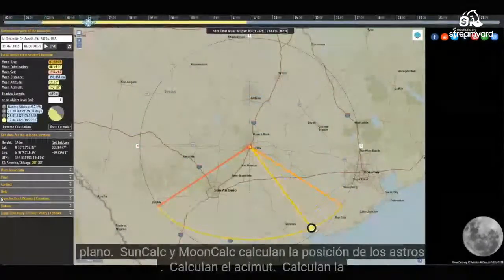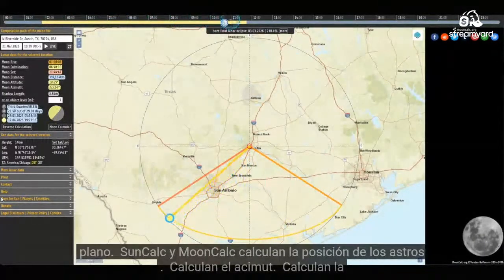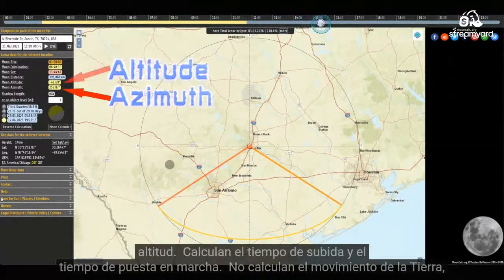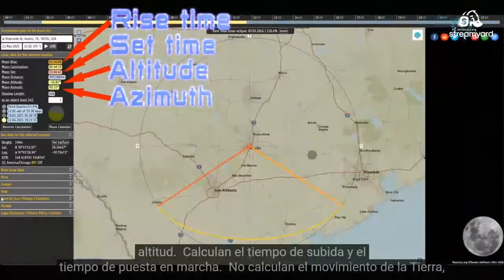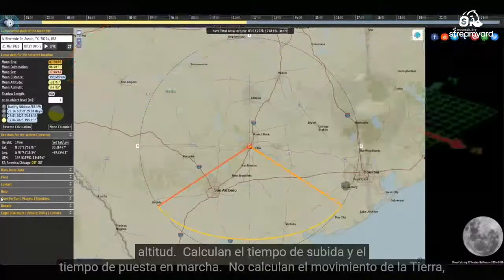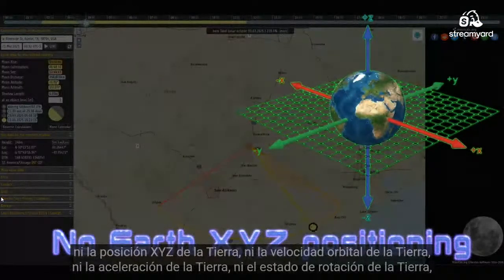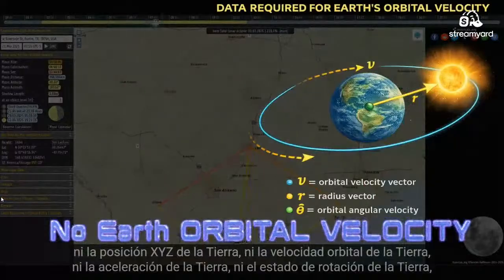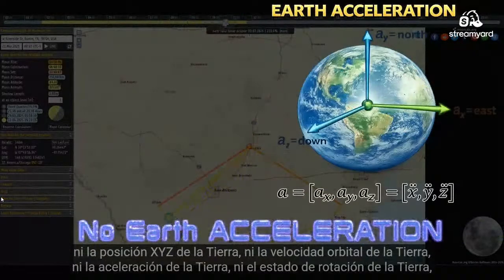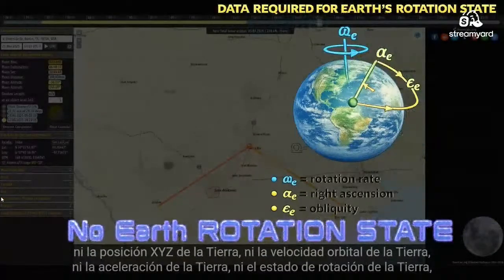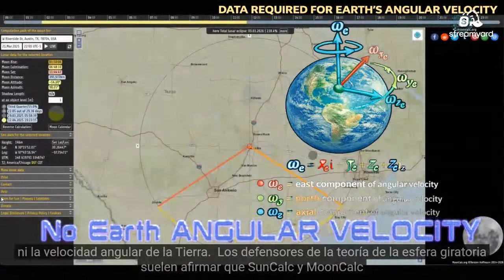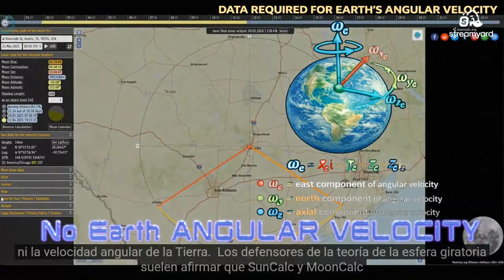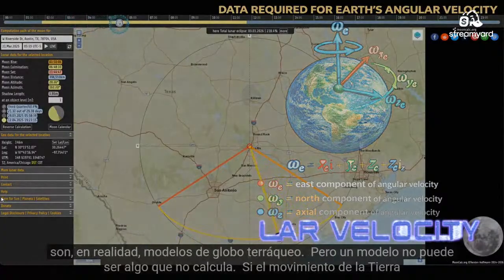SunCalc and MoonCalc calculate luminary position. They calculate azimuth. They calculate altitude. They calculate rise time and set time. They do not calculate Earth's motion. No Earth XYZ position. No Earth orbital velocity. No Earth acceleration. No Earth rotation state. No Earth angular velocity. Spinning spaceball advocates often claim that SunCalc and MoonCalc are secretly globe models.